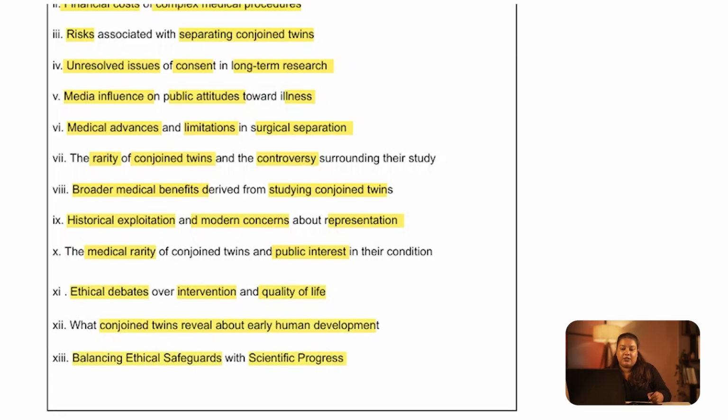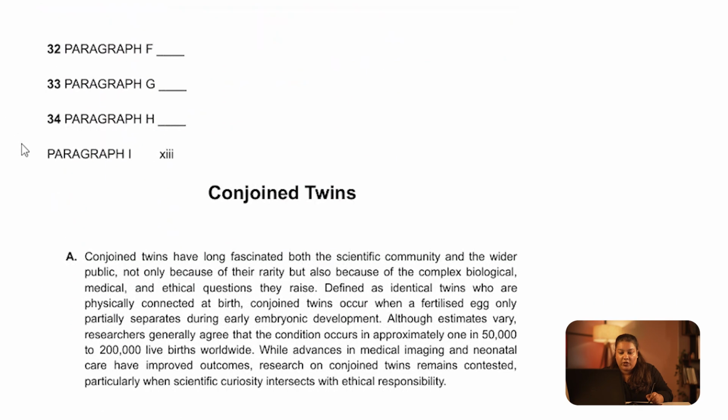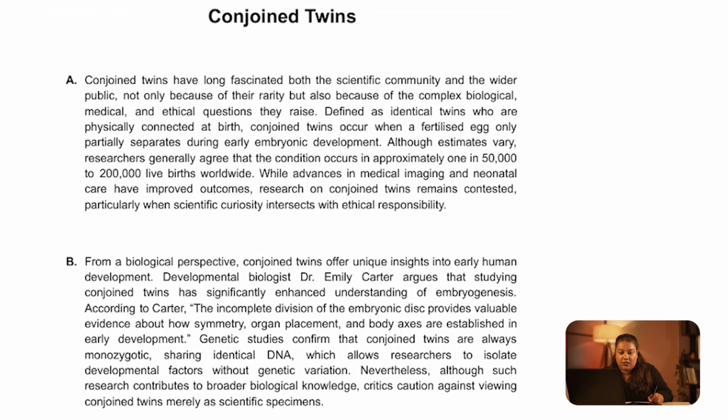So these are the keywords that we have here. Now let's quickly move to paragraph A, question number 27. And this passage is all about conjoined twins. So here I'm going to be identifying the main idea, and only then I'm going to be using process of elimination from the list of options that we have for the headings, and then I'll arrive at my correct answer.